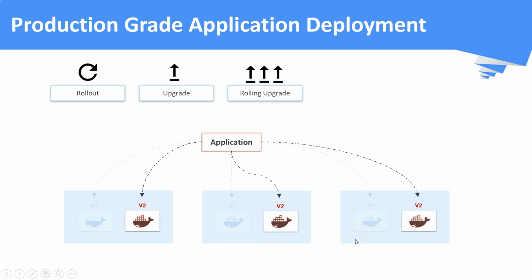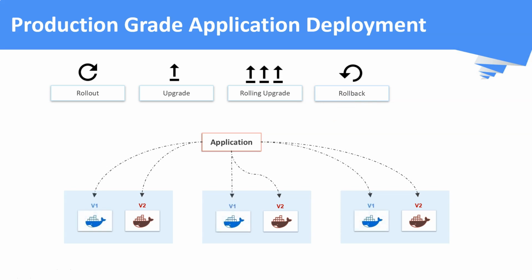Now, let us say if you have a bug in version number 2, that is this version. For the betterment, we should roll back the application to the recent working version, which is V1 in our case. This is called a rollback. This will wipe off version 2 and revert back to version number 1.